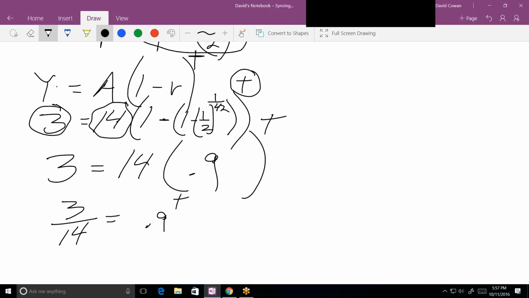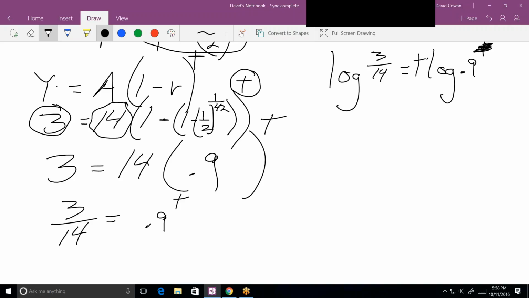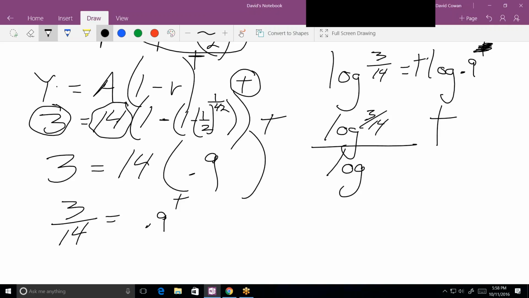Now what? Log both sides. Okay, what kind of log? Normal log, I guess. Okay, log base 10 is fine. So we have the log of 3/14 equals the log of 0.9 to the t power. What's the next step? Put t in front of the log. Okay, what's the next step? Divide by log 0.9. So t is equal to the log of 3/14, which we know is going to be a negative number, divided by the log of 0.9, which is also going to be a negative number.